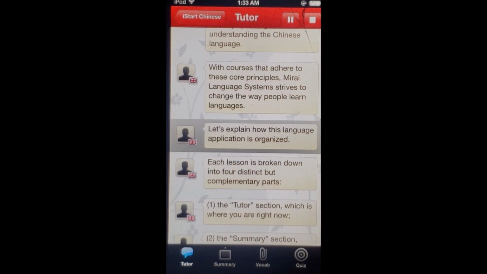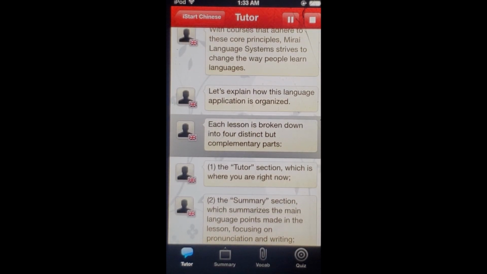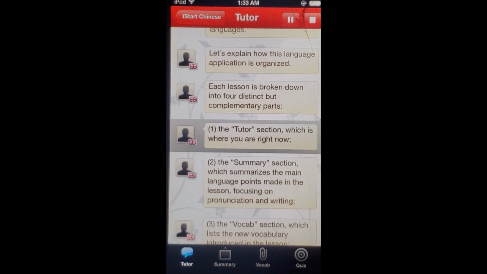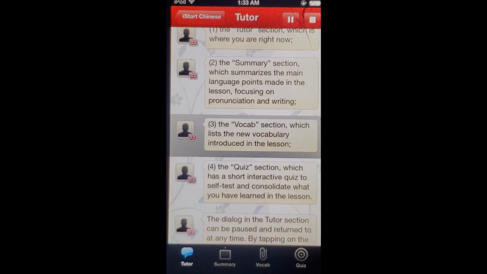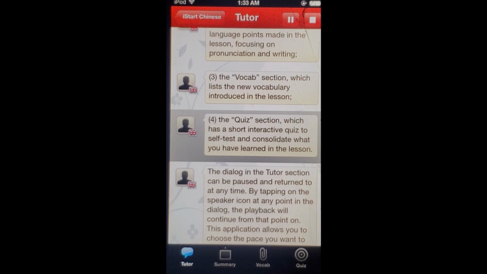Let's explain how this language application is organized. Each lesson is broken down into 4 distinct but complementary parts. 1. The tutor section, which is where you are right now. 2. The summary section, which summarizes the main language points made in the lesson, focusing on pronunciation and writing. 3. The vocab section, which lists the new vocabulary introduced in the lesson. 4. The quiz section, which is a short interactive quiz to self-test and consolidate what you've learnt in the lesson.